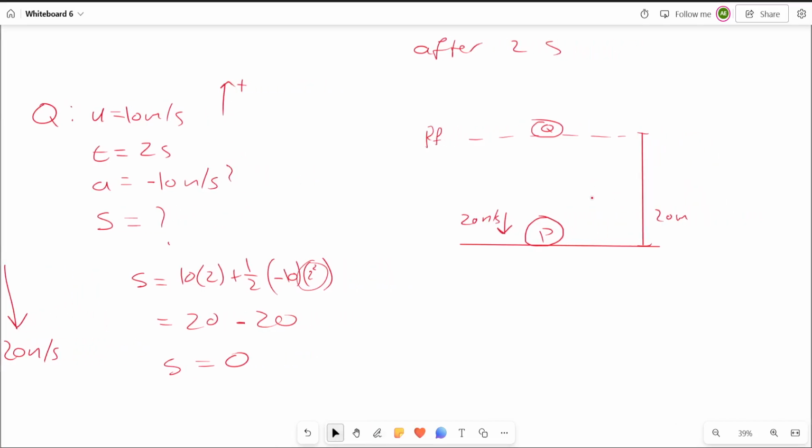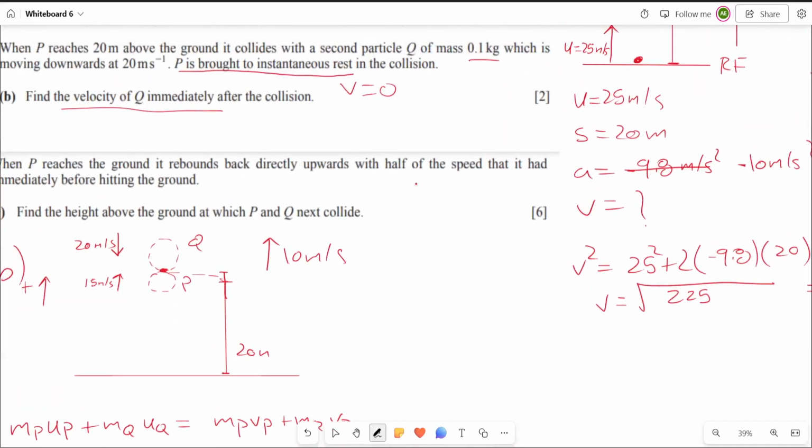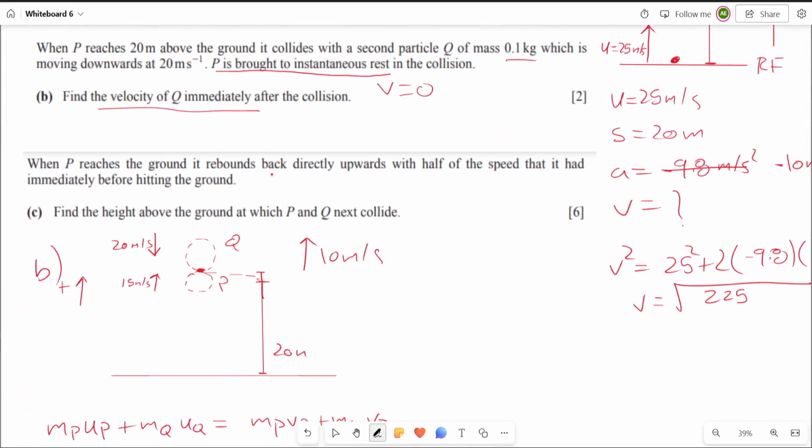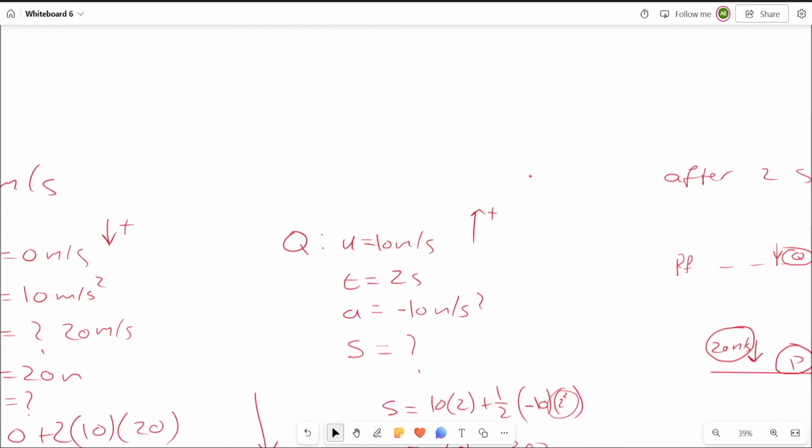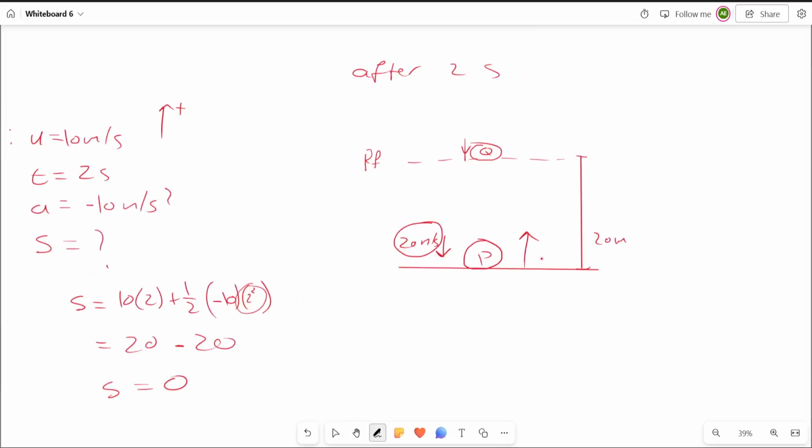Right, let's see what's going to happen now. So now q is moving downwards. Okay, so I need to see what speed q is moving downwards with. P is super easy. I know that p is going to rebound back up with half of the velocity that it was moving with. Why? Because here it told me that p rebounds back directly upwards with half the speed that it had. So if it had the speed of 20, it's going to rebound upwards with 20 divided by 2, which is 10 meters per second. So now p is moving like this.